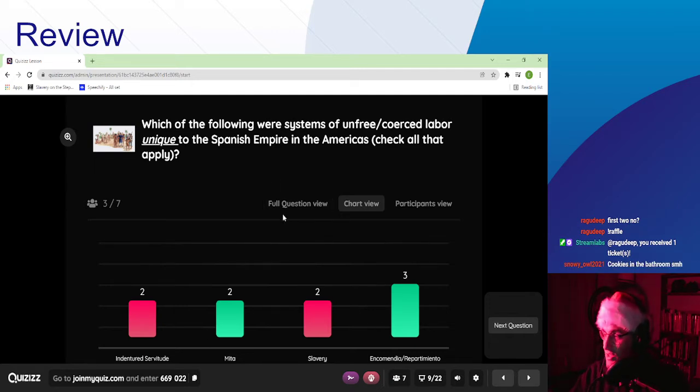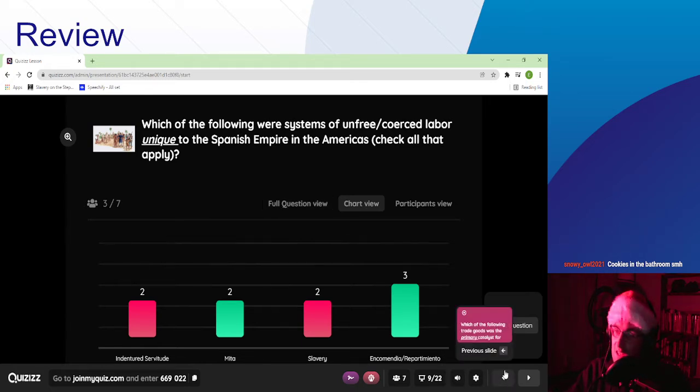Yeah. Dope. Cookies in the bathroom. Yeah, I know. I'm just trying to make an analogy here. Dope. Alrighty. Let's keep it moving. Next question.